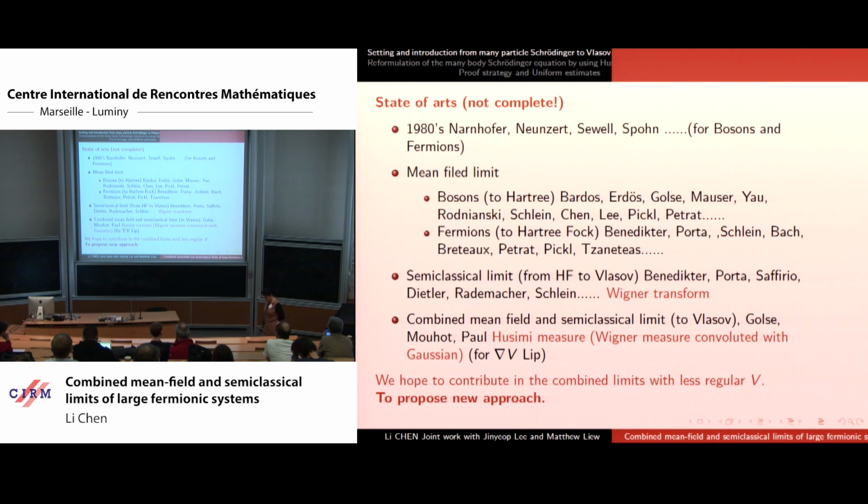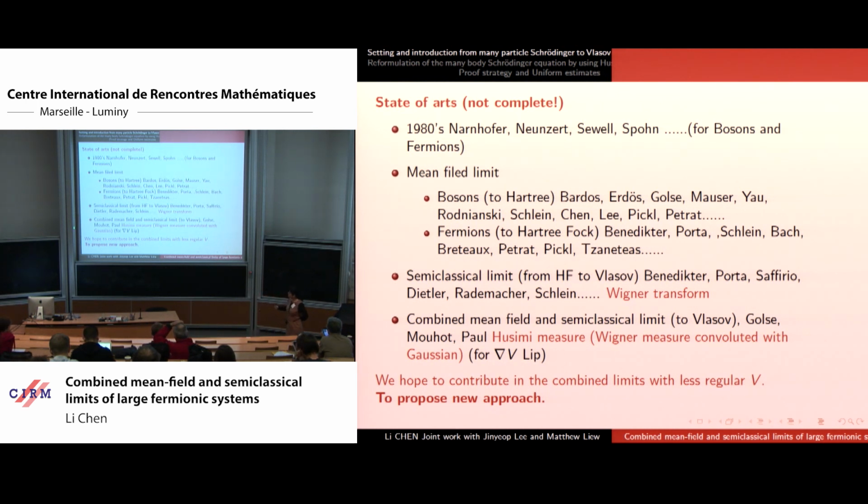Concerning the fermionic case, you see also the list of results that was mentioned yesterday, I'm not going to repeat it. It also includes all kinds of possible interaction potentials, including the Coulomb case, which is done somehow. Also the nice convergence rate is done. But concerning the semiclassical limit from Hartree-Fock to Vlasov, it's not complete. There are more names here. I just list a few.